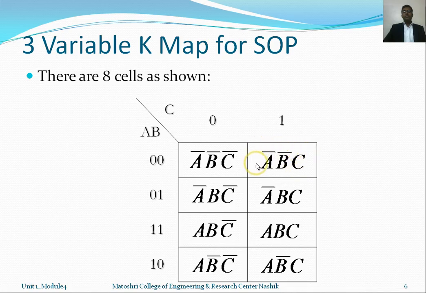And similarly we proceed for all the 8 cells in the three variable K-map. All these terms we call product terms, and in case of SOP we are summing those product terms, so that's why we call it SOP. It's a sum of products.